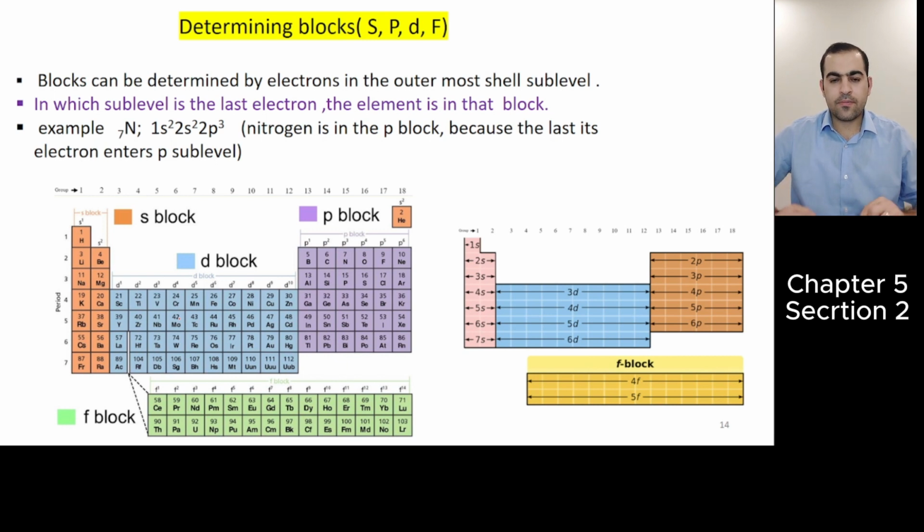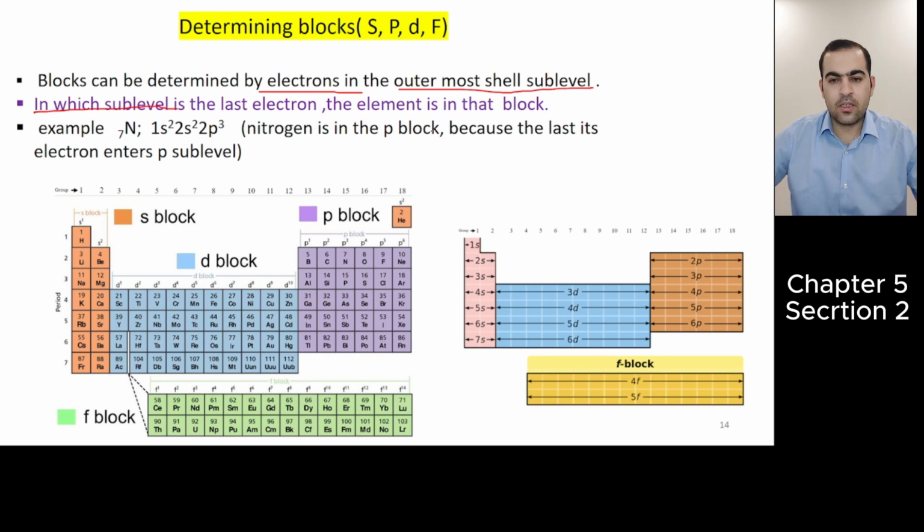Next, determine blocks in the periodic table. What are blocks? The periodic table is divided into 4 blocks. For example, you see that group 1, group 2, and helium are in the s block. Why? Because their last electron is in the s sublevel. So look, blocks can be determined by what? Electrons in the outermost sublevel. It means the block is the sublevel in which the last electron is.